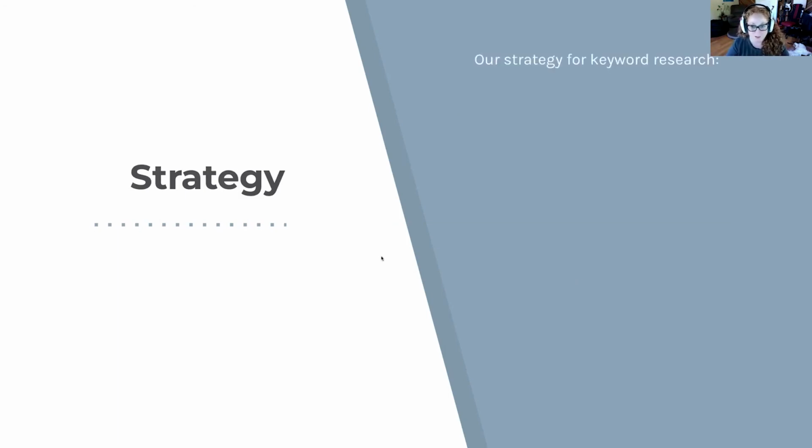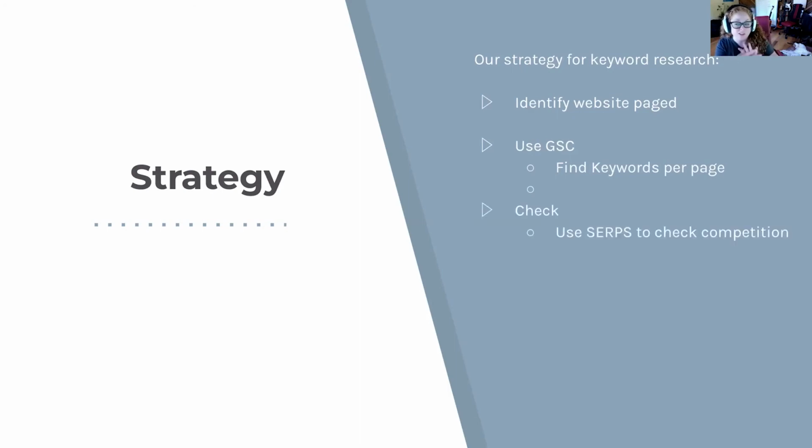So where we are in the strategy is first we do the keyword research, and we're going to use Google Search Console, find keywords per page, so much fun. And then we're going to check on the search engine results pages to see if we can beat our competition. So that's a well-rounded view.